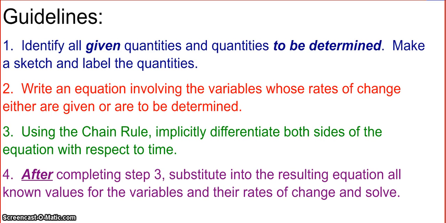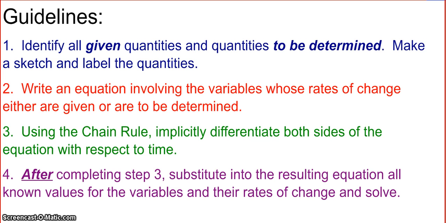Write an equation involving the variables whose rates of change are either given or are able to be determined. Then use the chain rule, implicitly differentiate both sides of the equation with respect to time. After completing step 3, substitute in the resulting equation all known values for the variables and their rates of change and solve for the missing variable or rate of change. It's really important that you substitute in after you do the differentiation.